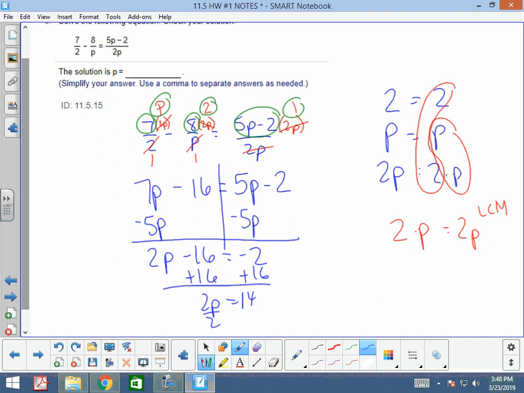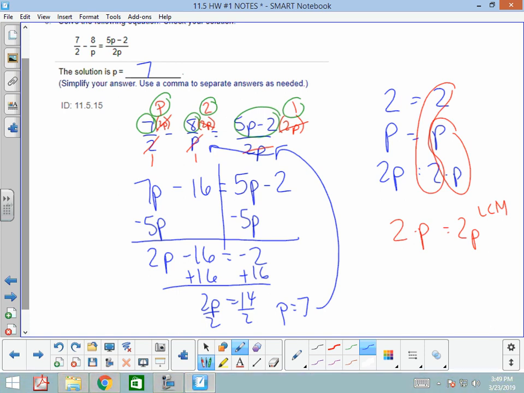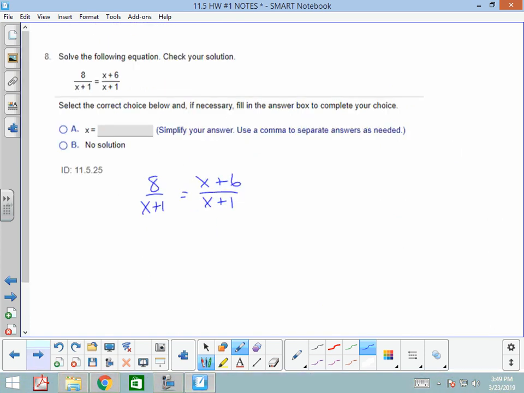And then divide by 2. So p equals 7. Does that make either one of these denominators 0? No, it does not. So the solution is 7. Okay, so that's some solving equations by multiplying by the LCM.